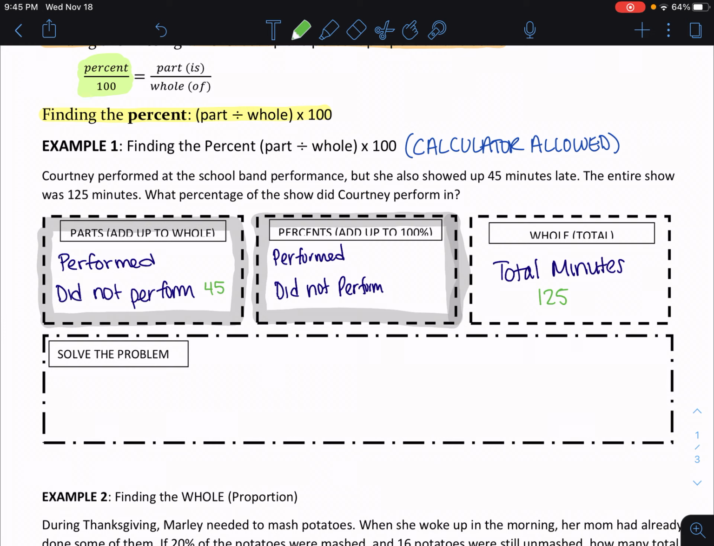Now I can figure out how many minutes she performed in the show by doing 125 minus 45, and I get 80. So because there's 125 total minutes and she did not perform in 45, I can figure out that she performed in 80 minutes.